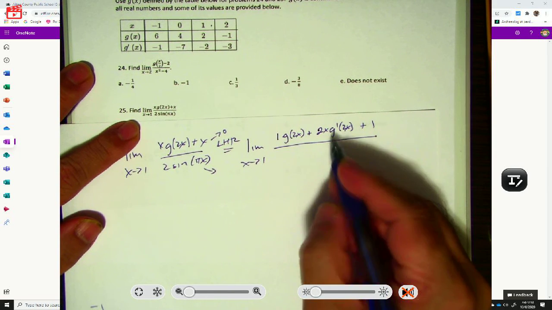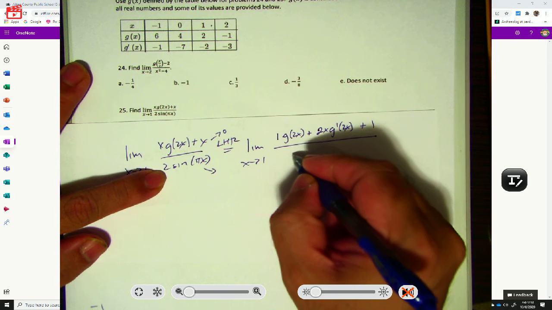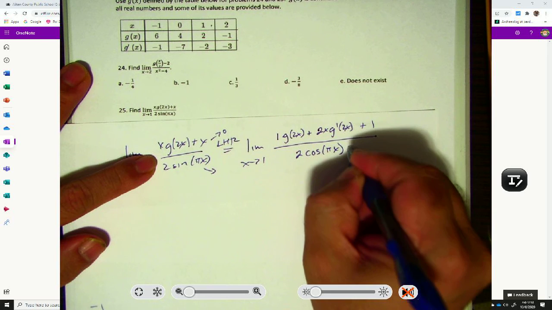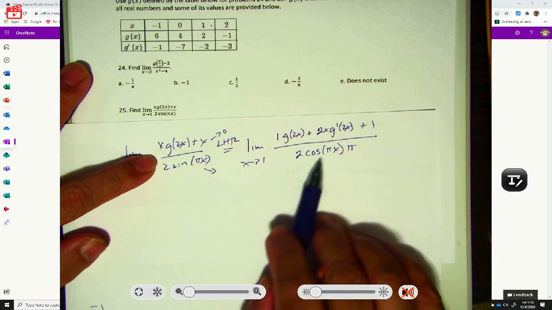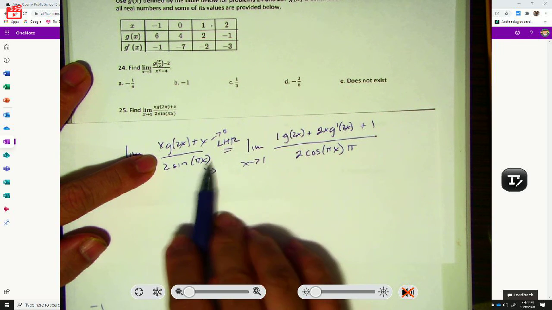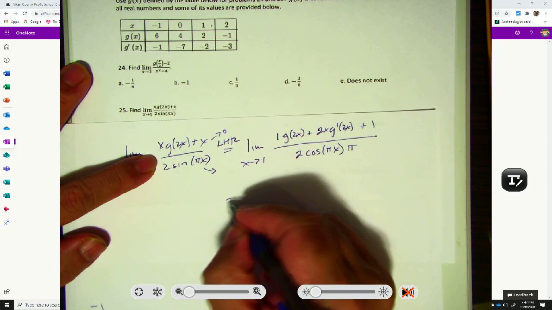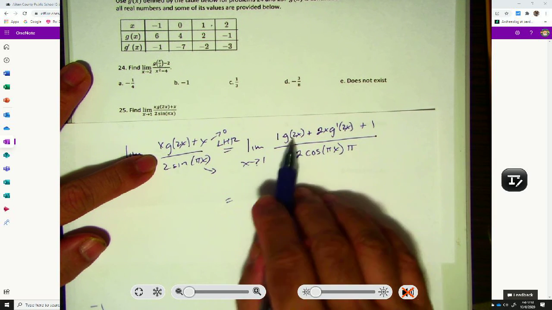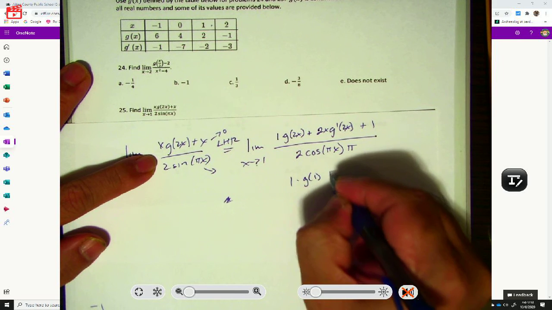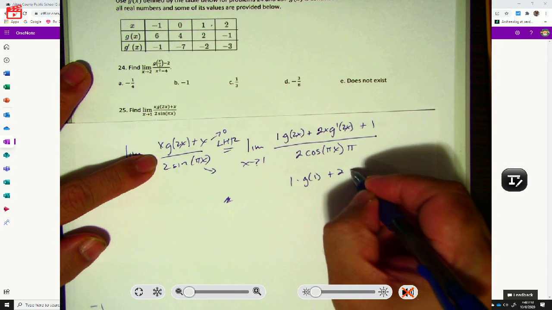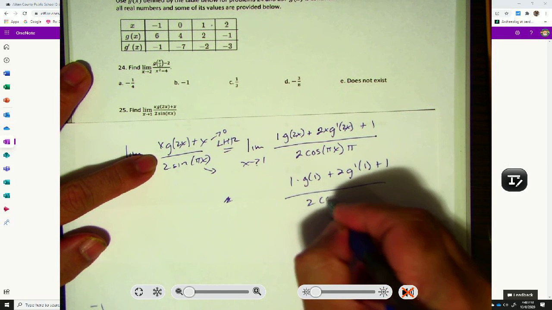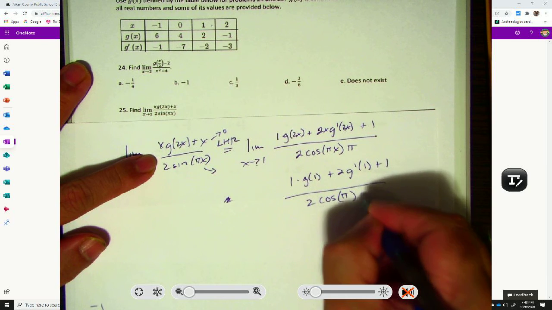Now I'm taking the derivative of the denominator. The derivative of the denominator is going to be 2 cosine pi x times pi. This pi comes from taking the derivative of the inside. So the derivative of sine is cosine, and then the derivative of pi x is pi. Alright, now let's plug in the 1s. This is scratch work. So it's 1 times g of 1 plus 2 times 1 g prime of 1, plus 1 over 2 times the cosine of pi times pi.